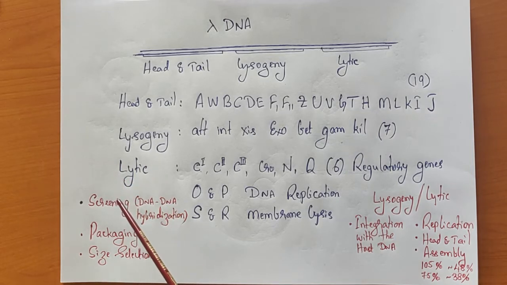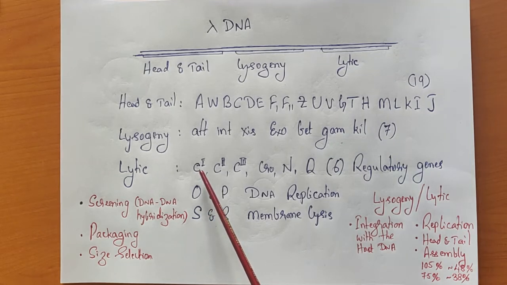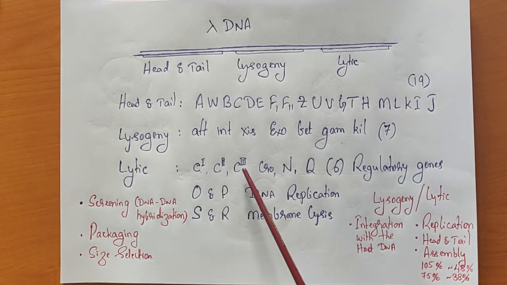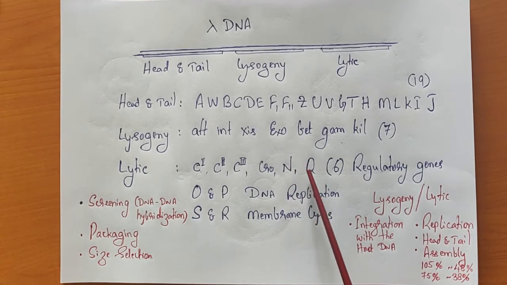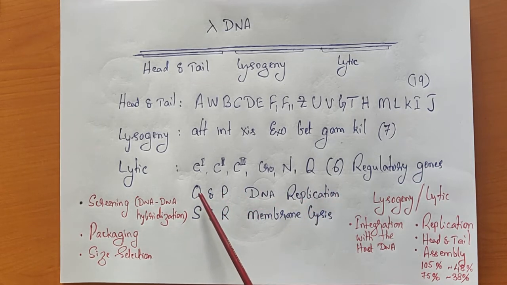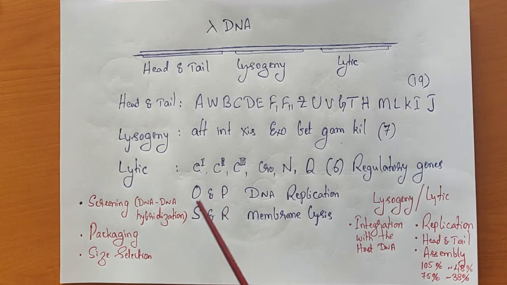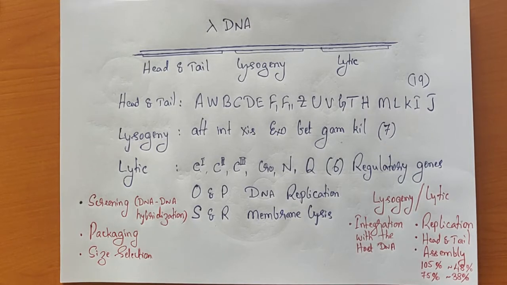Whereas when it comes to the lytic part, we have 6 regulatory genes. One is C1, C2, C3, CRO, N, Q. Now these are the regulatory genes. Then it also requires genes for DNA replication, which are regulated by O and P. Then for the membrane lysis, we have S and R. So altogether 6, 8, 10 genes are involved in the lytic cycle in fact.